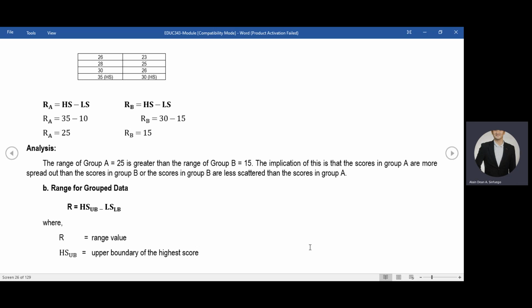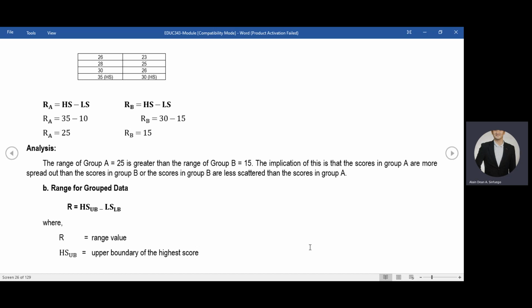Analysis. The range of Group A is 25, which is greater than the range of Group B, which is 15. The implication of this is that the scores in Group A are more spread out than the scores in Group B, or the scores in Group B are less scattered than the scores in Group A.